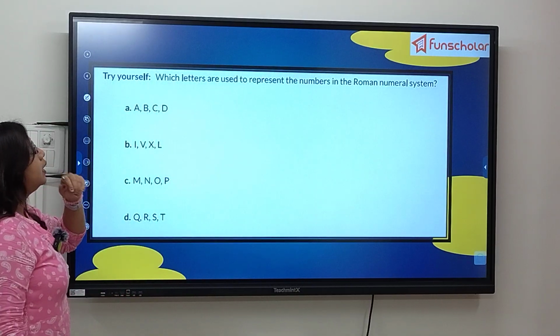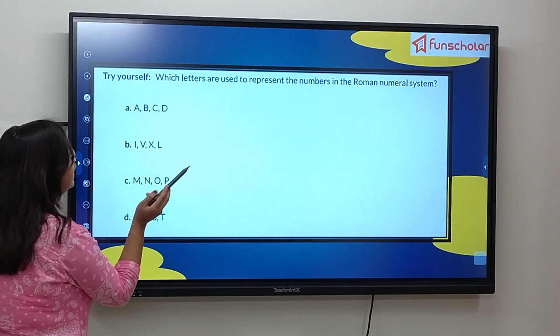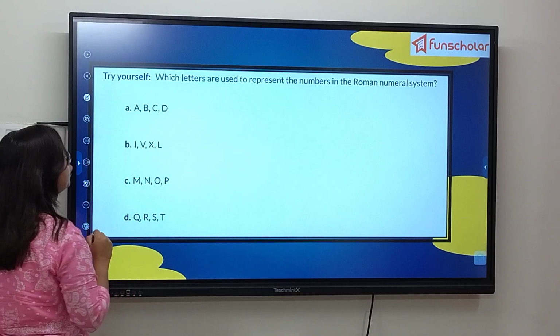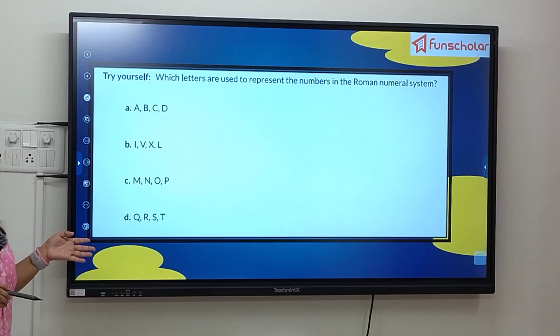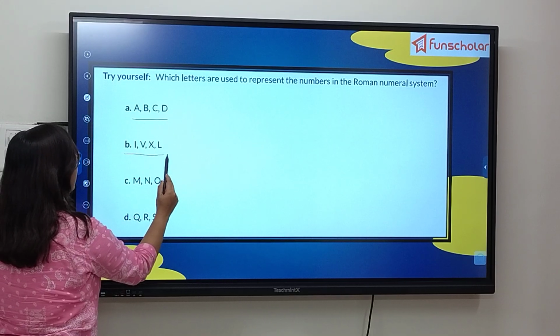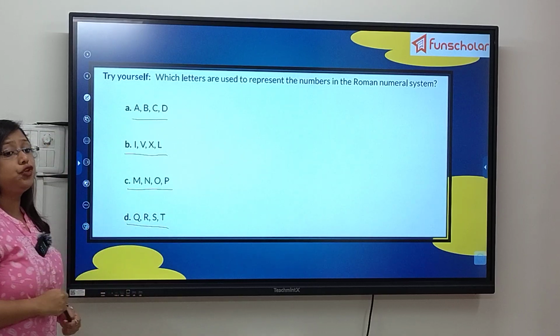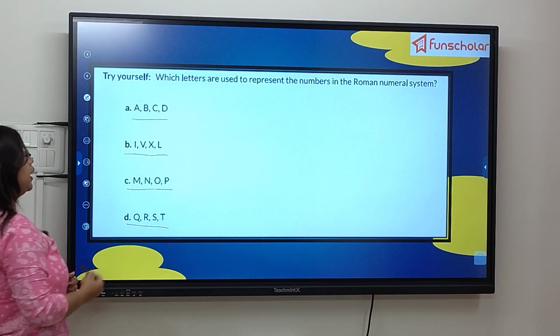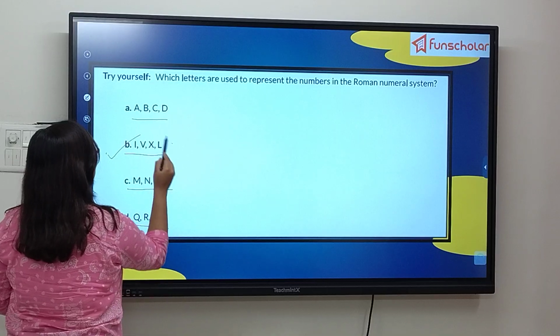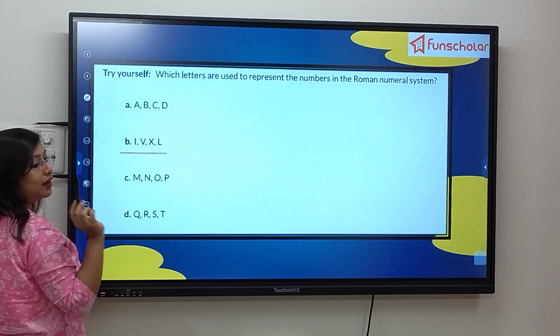Now, can anyone tell me this one? Which letter set represents the Roman numeral system? Is it ABCD, IVXL, MNOP or QRST? Okay, very good. B. This one is the Roman numerals. Okay, correct answer.